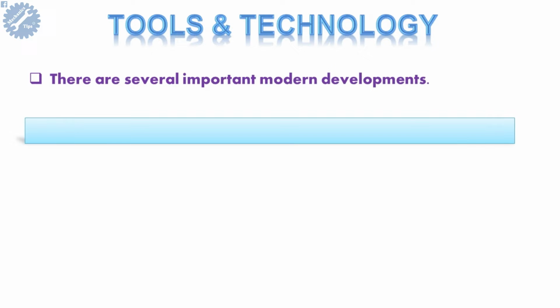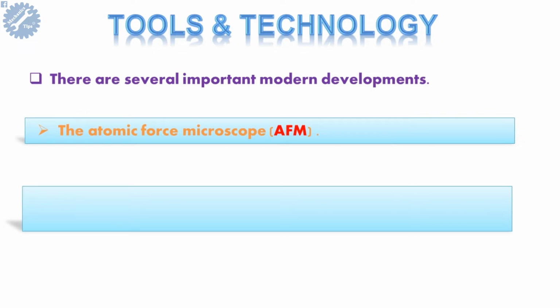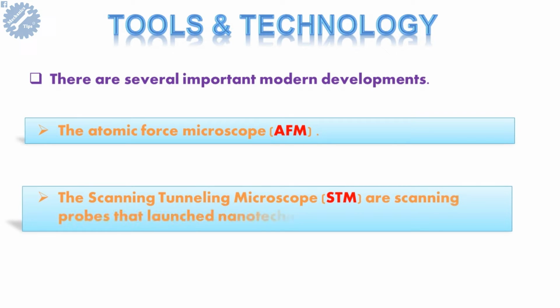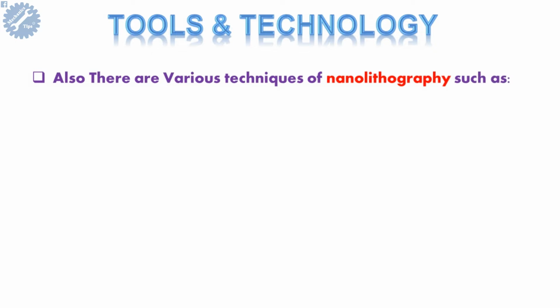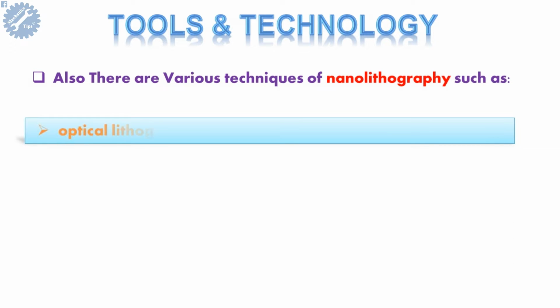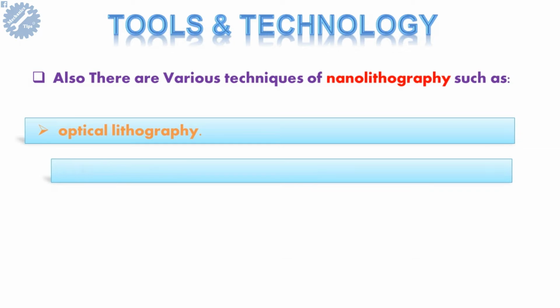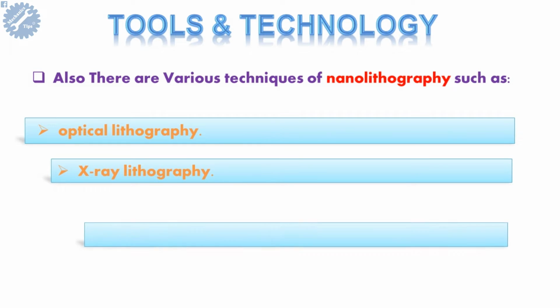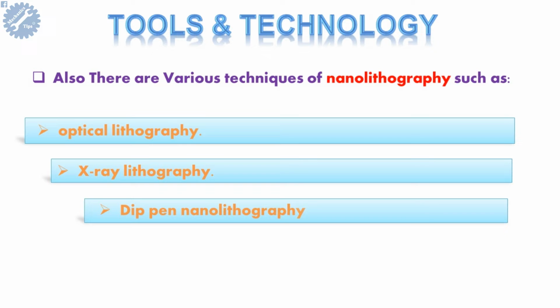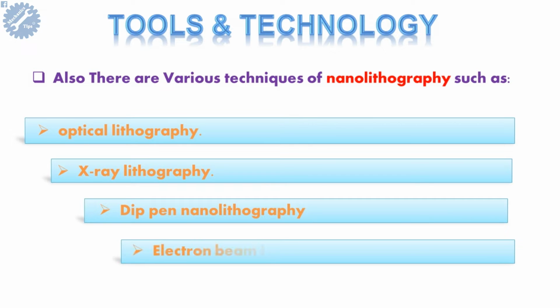Tools and technology. There are several important modern developments. The atomic force microscope, AFM, and the scanning tunneling microscope, STM, are scanning probes that launched nanotechnology. Also, there are various techniques of nanolithography such as optical lithography, X-ray lithography, dip pen nanolithography, electron beam lithography.